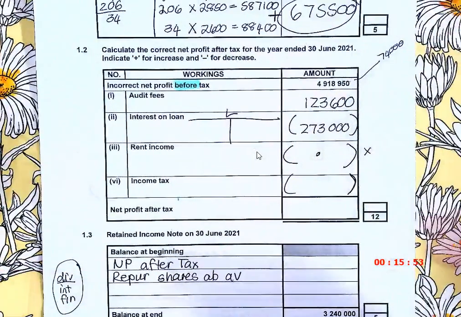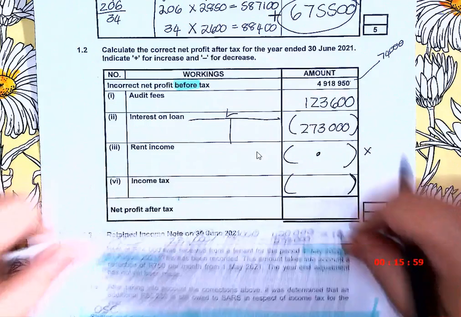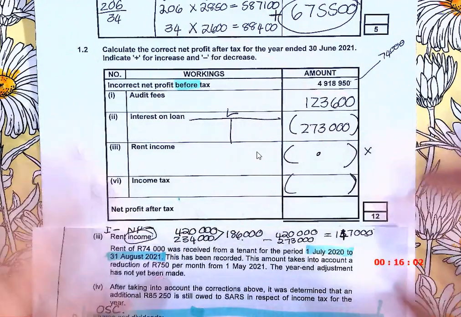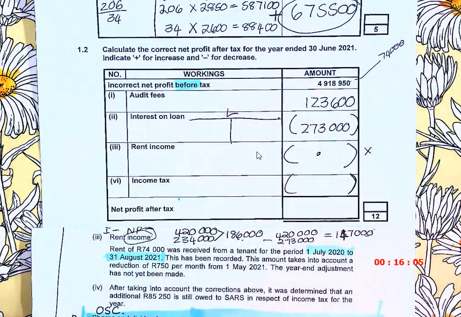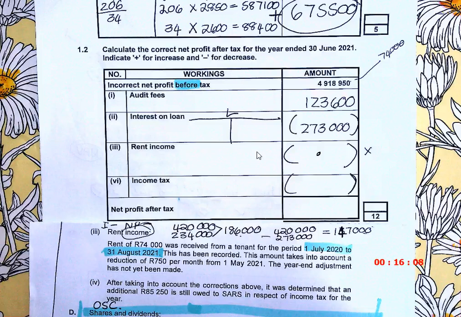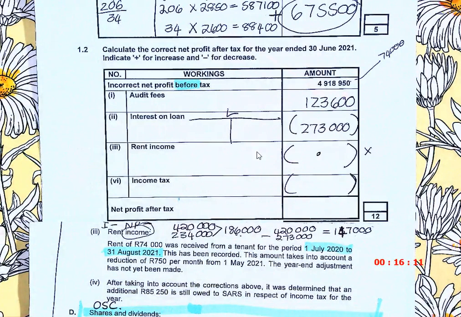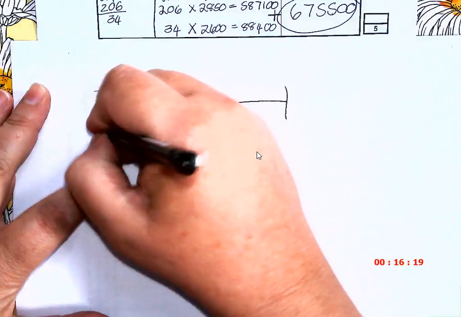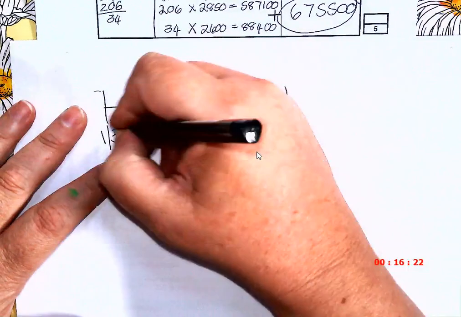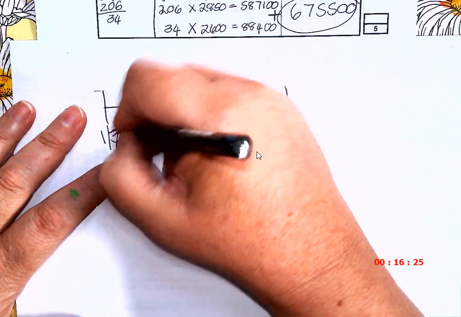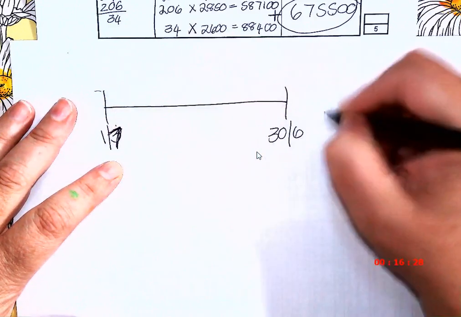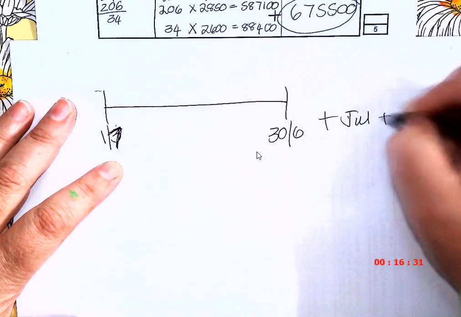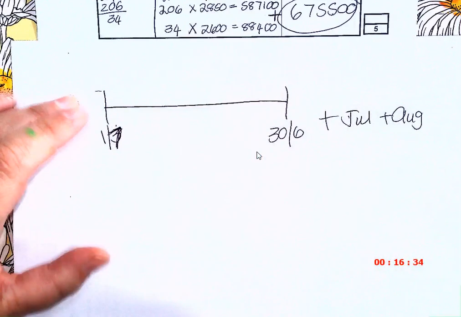Yes. But now let's see if I can calculate this. So they say this was received on the 1st of... Now my whole thing with this, I'm needing paper. Can you give me those papers? Thanks. So the whole thing with this is they tell me, okay, I have a rent income. 1st of March. Am I lying? It's 1st of July. 30 June plus July and August. You guys with me?